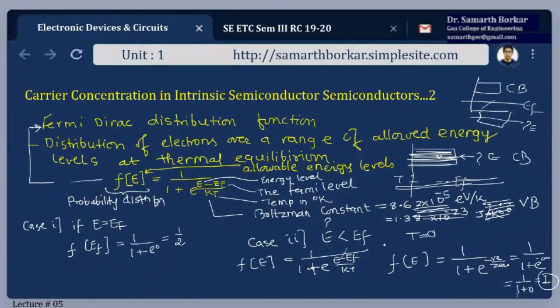Fine. So if I substitute the values in this standard equation, I'm going to get a value of F of E, that is what? The probability of having an electron in that energy level is 100%. I hope it is clear. Fine. So we move on to the next point.